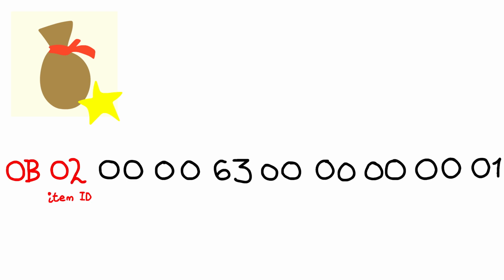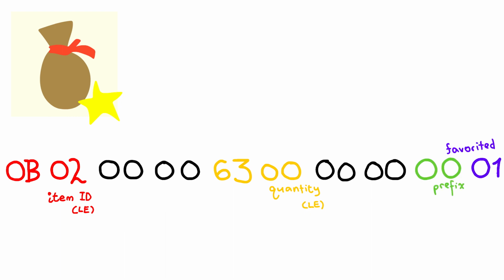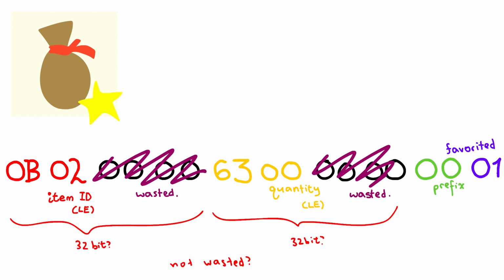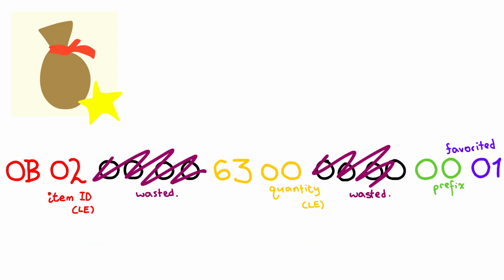An inventory item is saved as 10 bytes. Bytes 0 to 1 being the item ID, little endian, 4 to 5 the quantity, little endian as well, and byte 8 the prefix, and byte 9 whether the item is favorited or not. 4 of the 10 bytes are wasted. And no, I have reason to believe that they are in fact not 32-bit values. I'll get back to that later also.